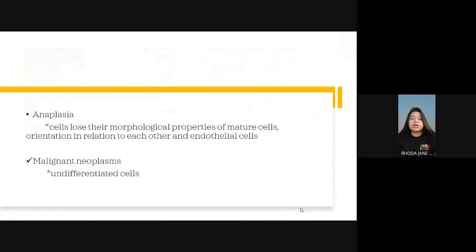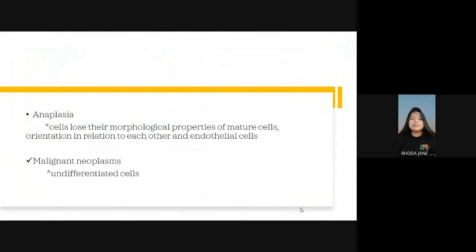Anaplasia is a situation in which cells lose their morphological properties of mature cells as well as their orientation in relation to each other and endothelial cells. Malignant neoplasms are made up of undifferentiated cells that are said to be anaplastic cells. The nuclei are very hyperchromatic, or dark staining, and big in anaplastic cells with considerable pleomorphism, variation in size and shape.